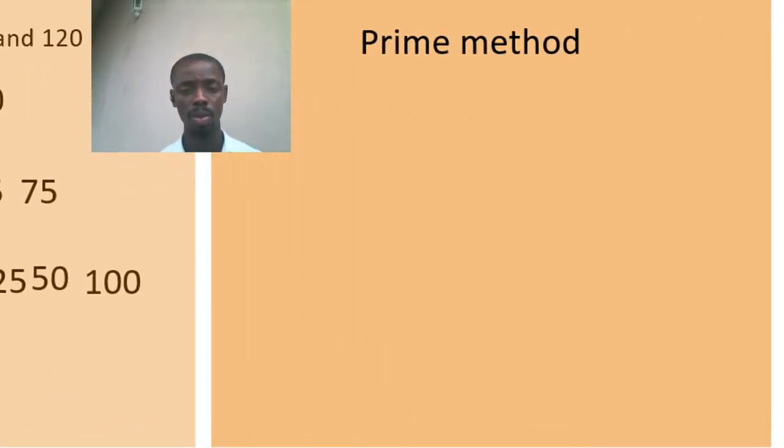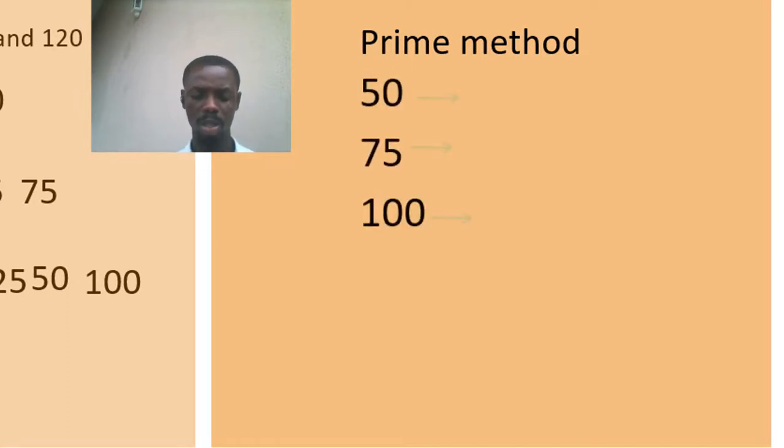Now this is just a method. I want to look at the prime method of looking for highest common factors of numbers. So we are still considering 50, 75, and 100. Let's express 50 as a product of prime. We want to write out 50 as a product of prime. So we're going to be having 2 by 5 by 5, 2 multiplied by 5 multiplied by 5. That is 50 expressed as a product of prime.